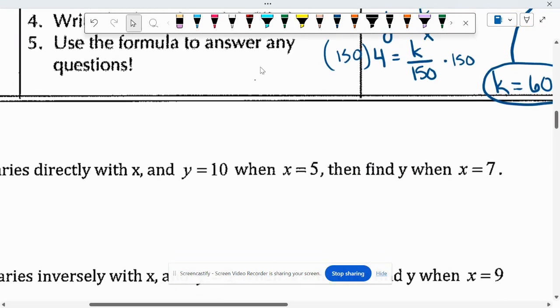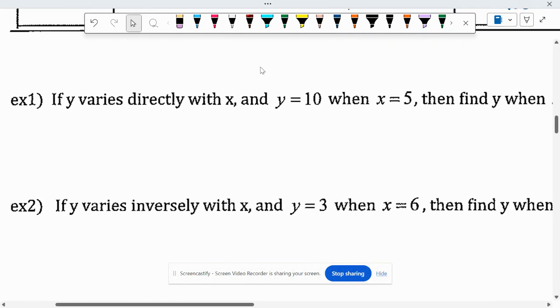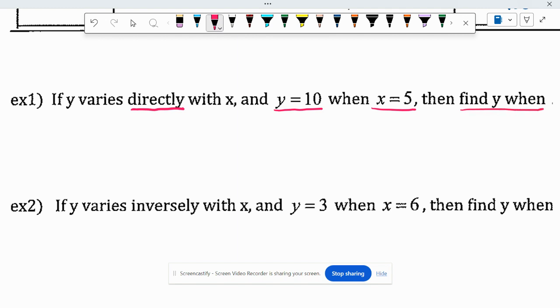So we're going to do a couple of problems where something varies directly with something. If Y varies directly with X and Y equals 10 when X equals 5, find Y when X equals 7. So the first thing you have to know is you're talking about varies directly. So let's look at the equation: Y equals K times X.